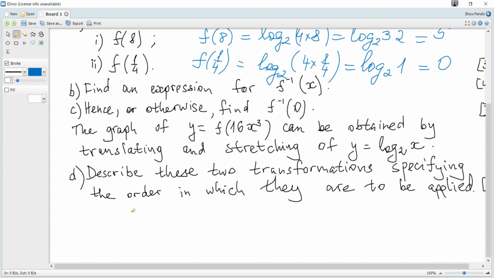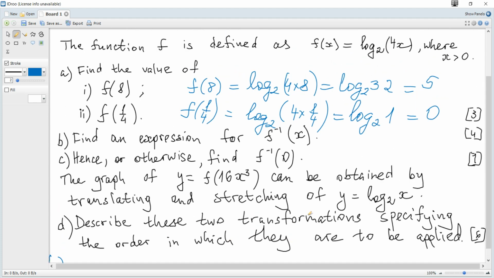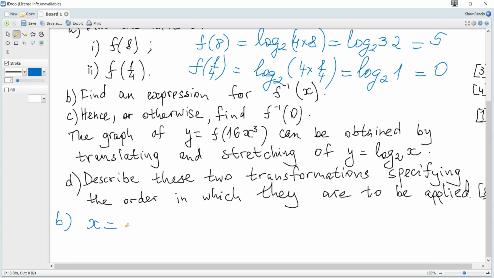Question B, find an expression for the inverse of f. To find the inverse, as usual, we what? Just interchange x and y. F is y, so it becomes x is log to the base 2 of 4y, and this new y should be found, and it's the required inverse function. So we need to just solve for y and undo this log just by definition.